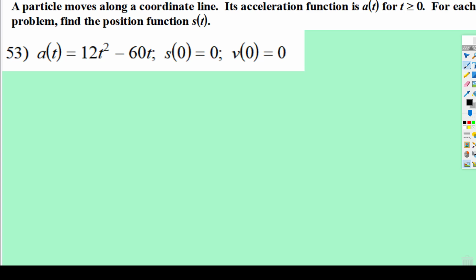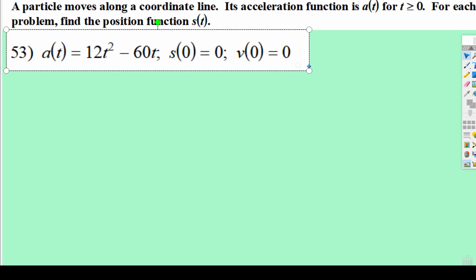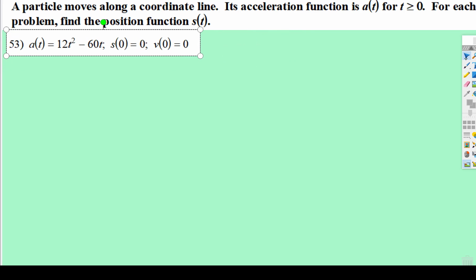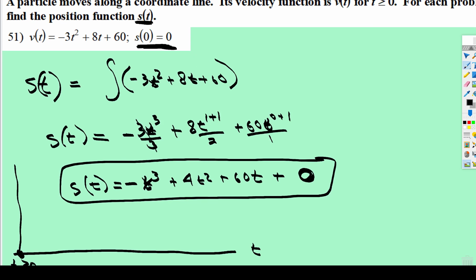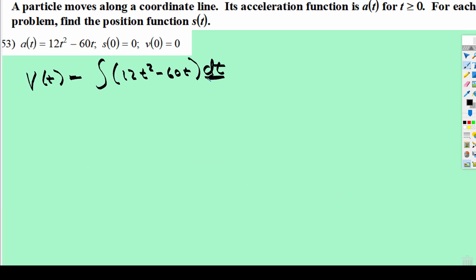Okay, now we have the acceleration and we need to find the position function. That means we're going to have to integrate twice, because the velocity function is what you get when you take the integral of the acceleration function. If I didn't have dt over here, that's losing a lot of points. That is not good. You have to have this to accompany this right here.